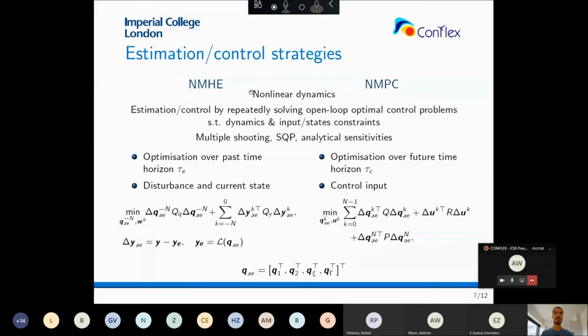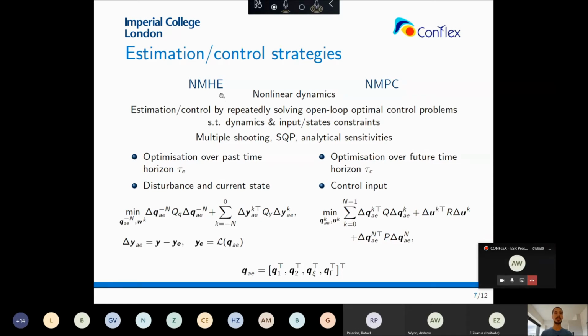And finally, just to briefly mention the estimation and control strategies that we use. We use a moving horizon estimator and model predictive control for the control part. Both are similar in the sense that they can account explicitly for nonlinear dynamics. They provide estimation and control by repeatedly solving these open loop optimal control problems, which are subject to several constraints. And we use multiple shooting, sequential quadratic programming to solve them.